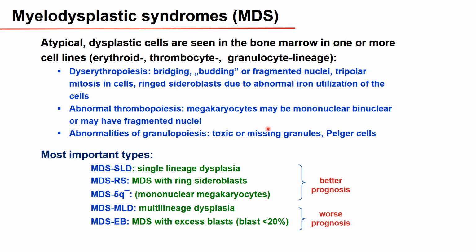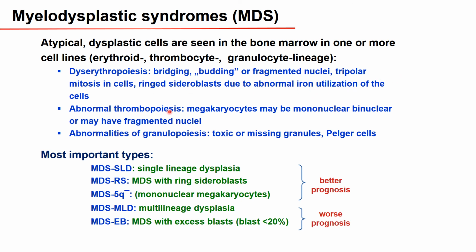myelodysplasia. Now, in myelodysplasia, we do see atypical dysplastic cells in the bone marrow in one or more cell lines, affecting the erythroid, thrombocytic, or granulocytic lineage. And in this dyserythropoiesis, for example, there are fragmented nuclei, tripolar mitotic cells, or ring sideroblasts, that's important, due to the abnormal iron utilization in the cells.